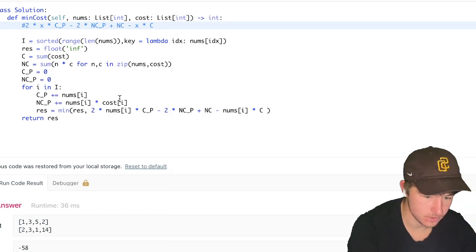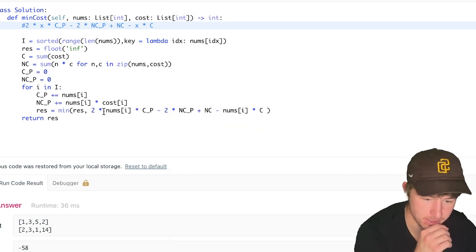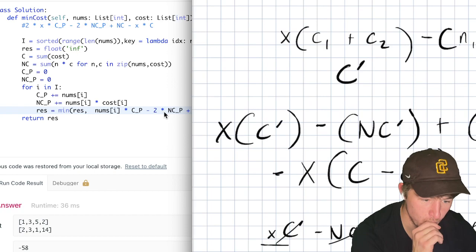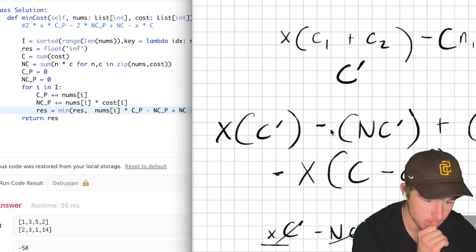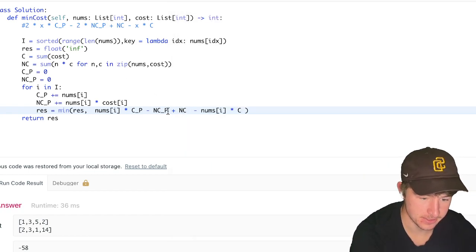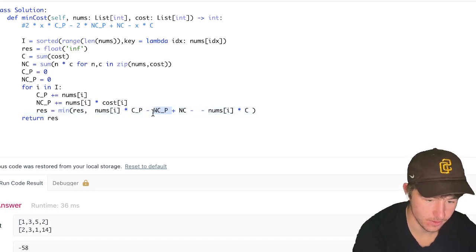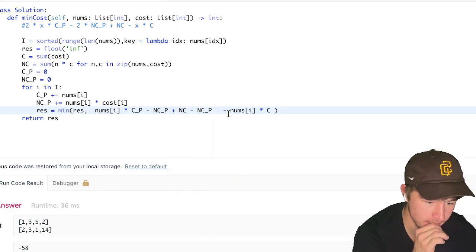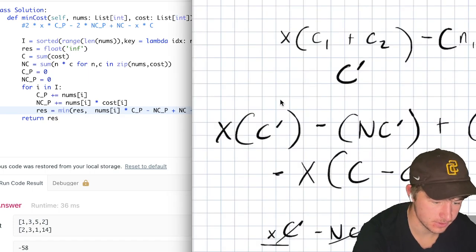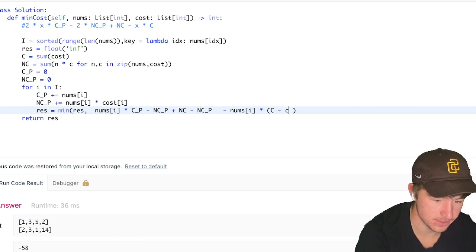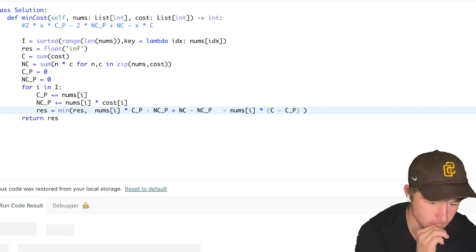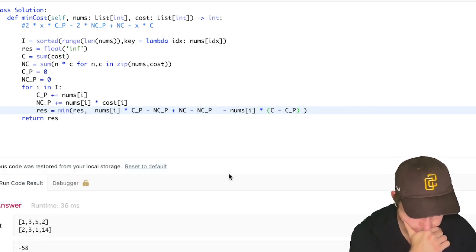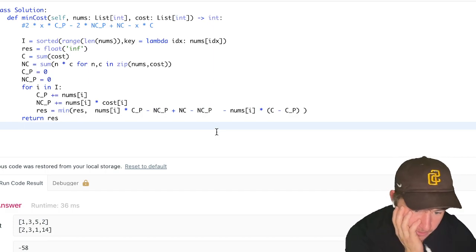Okay. So we have nums of I times C prime minus NC prime plus minus NC prime plus NC minus NC prime plus minus X minus nums of I times C minus C prime. Still negative 58. Guys, I've really screwed this up now.